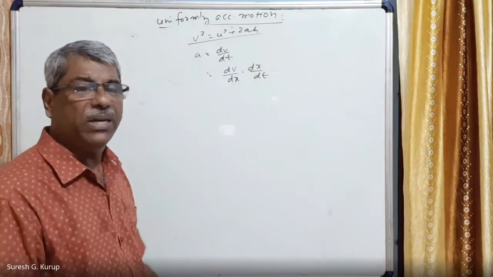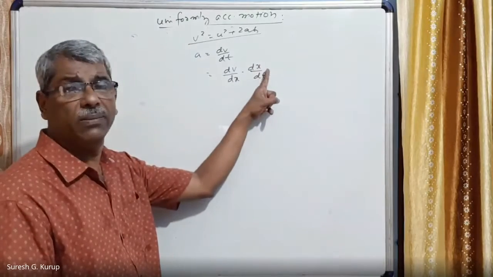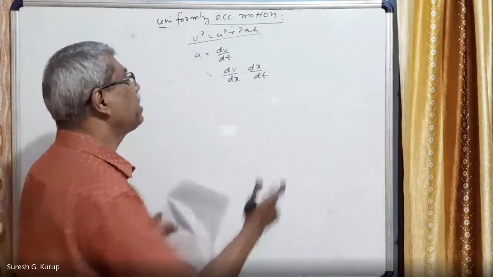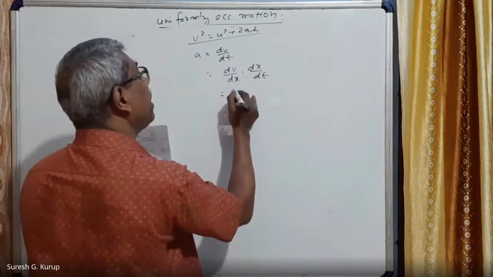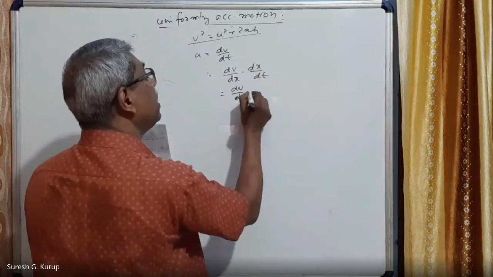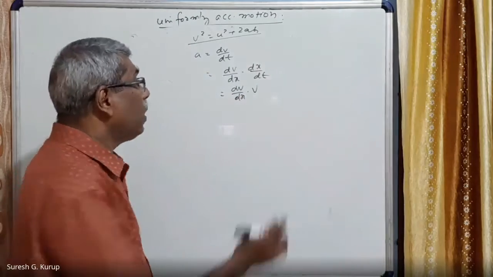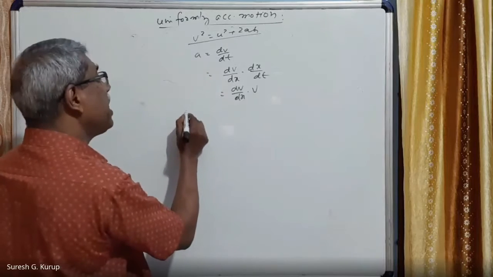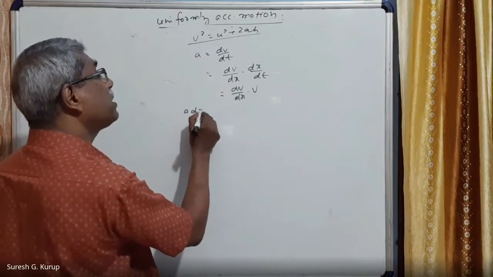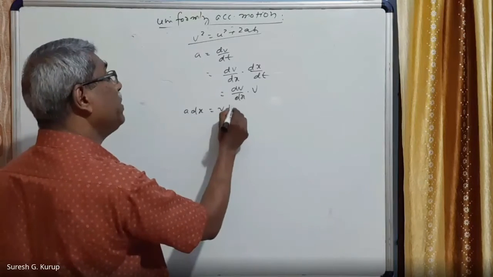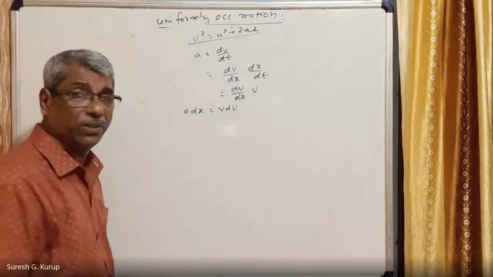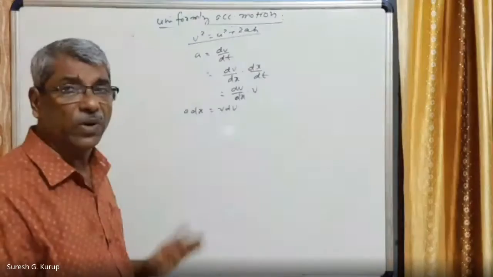Am I correct? But dx/dt is only velocity. So therefore, this can be written as a = dv/dx into v. Now cross multiplying it, that means a dx is equal to v dv. Cross multiplied with v, a dx is equal to v dv.